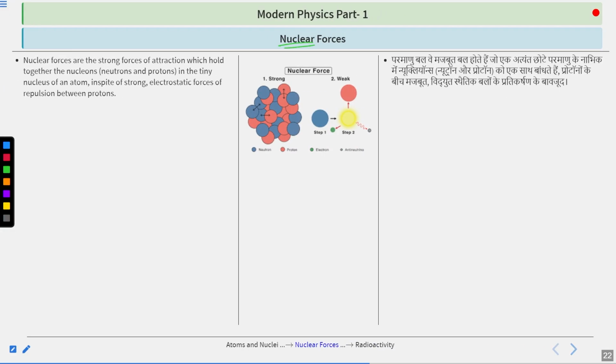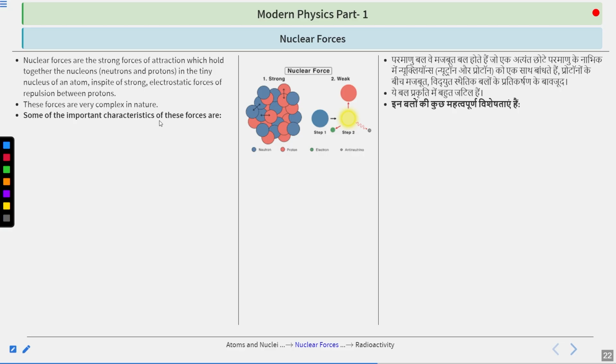Thereafter, the nuclear forces. The nuclear forces are actually of two types, the strong nuclear force and the weak nuclear force. First of all, what we really need to understand is what we mean by the nuclear force. Nuclear force is the strong force of attraction which holds together the nucleons. Nucleons is a term we use to represent neutrons and protons in the tiny nucleus of an atom, which has a radius of 10^-15 m. In spite of strong electrostatic forces of repulsion between the protons, these forces are very complex in nature.